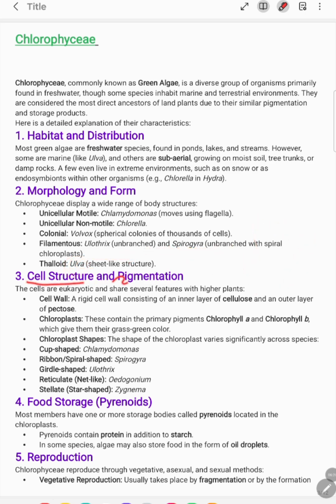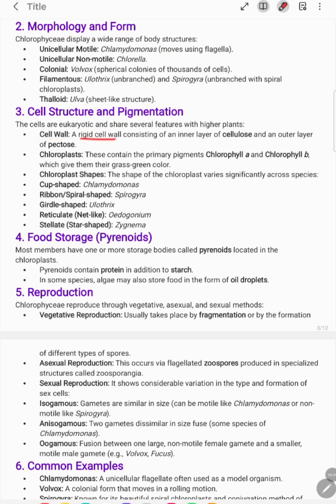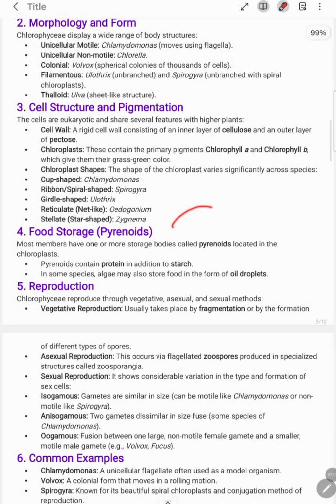Okay. Now the cell structure and the pigmentation in the green algae. See, the cells are eukaryotic in nature and they share several features with higher plants. That's why it has also been thought, as we have discussed earlier, that the evolution of plants has taken place from the green algae. See, the cell wall. The cell wall is rigid, consisting of an inner layer which is composed of cellulose and the outer layer is composed of pectose. Okay, the inner layer of the green alga is made up of cellulose and the outer layer is composed of pectose.